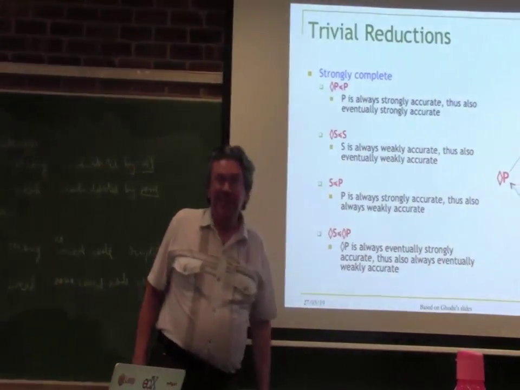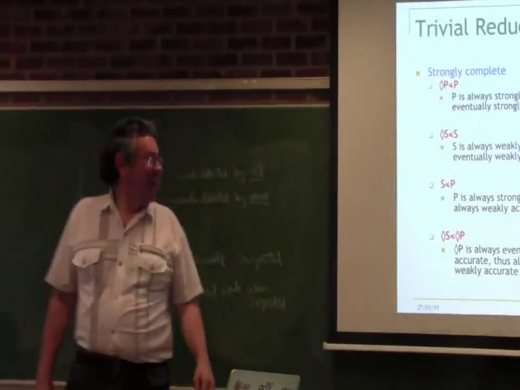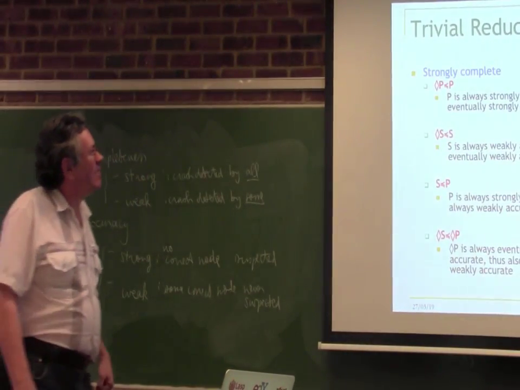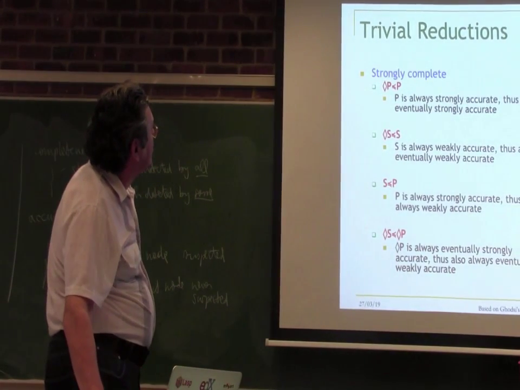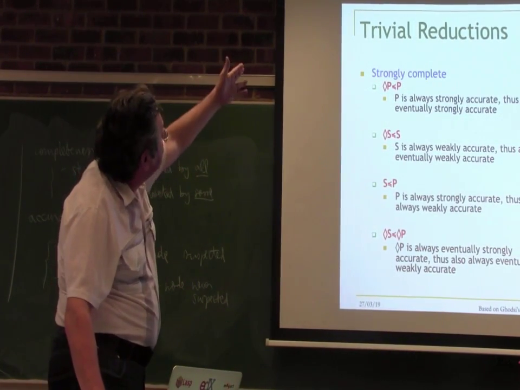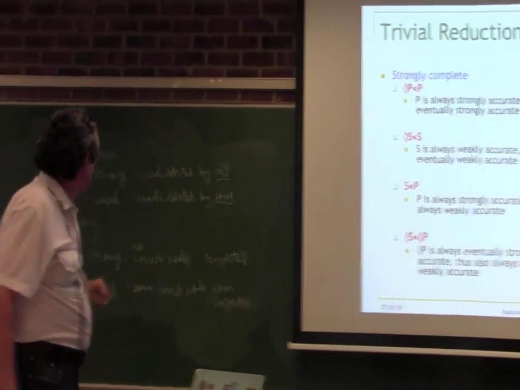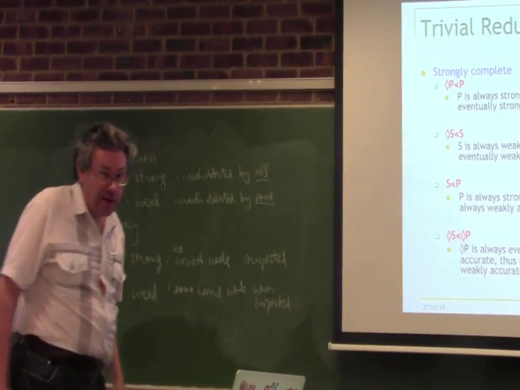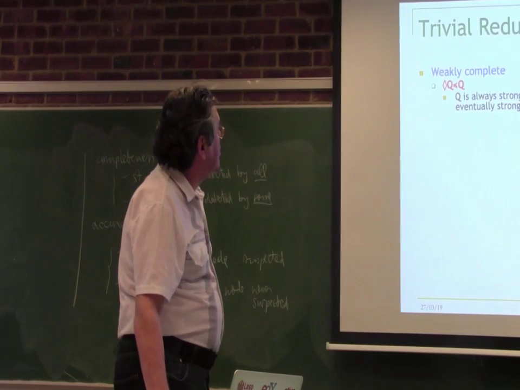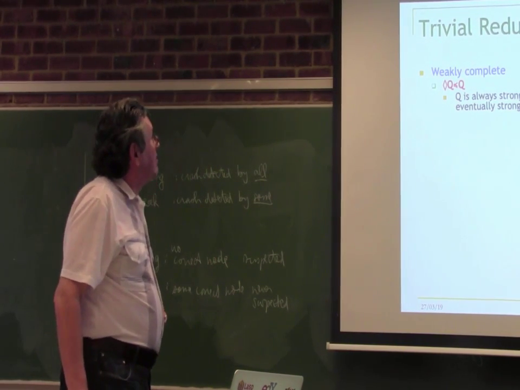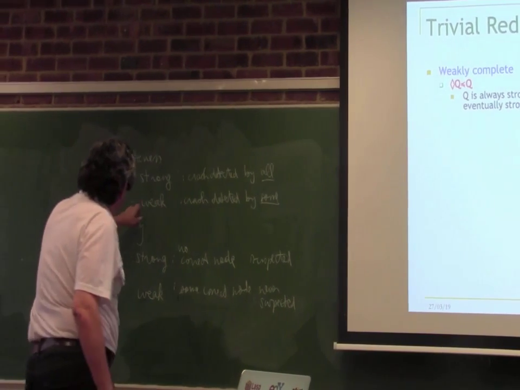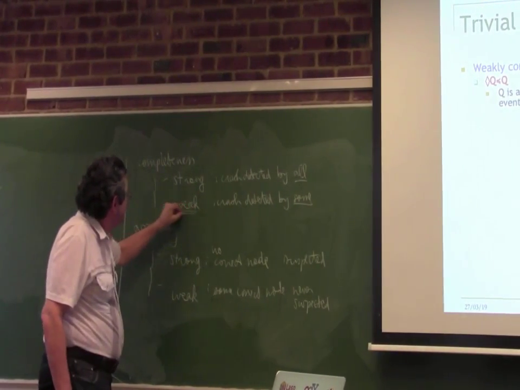Oof. It's like a puzzle, huh? Okay? So these are reductions that we can do. These are actually very simple, huh? Trivial reductions, because you can see them right away from the definition. You remember that there's also these other detectors, which are the weak complete detectors.